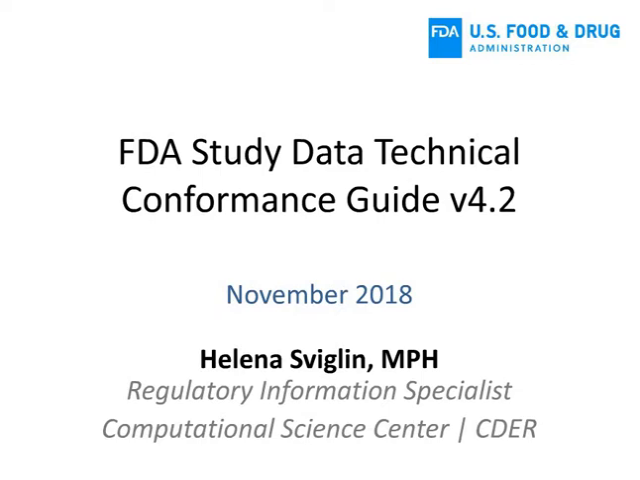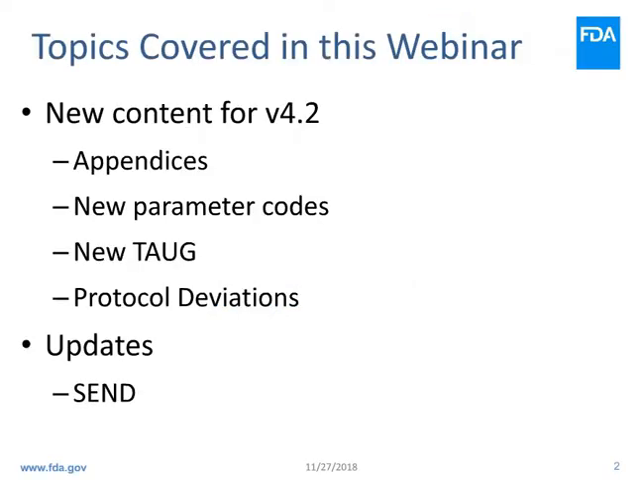I want to thank you all for being with us here today for this seminar, where we will go over pertinent updates in the FDA Study Data Technical Conformance Guide version 4.2 that we released in October 2018. The topics we'll cover in this webinar include some of the new content for version 4.2, including all the appendices, the new parameter codes, the new TAUGs, the Therapeutic Area User Guides, protocol deviations, and then we'll turn to Elaine for some updates to our SEND content.